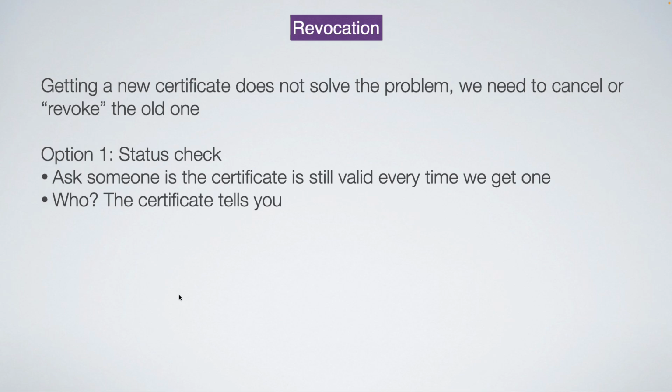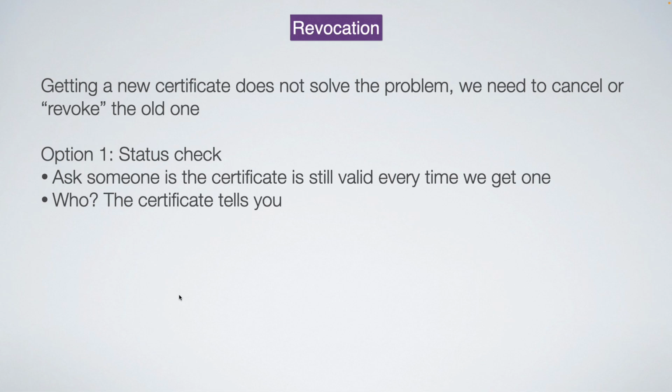Let me describe it a little bit different. Okay, the first option we call a status check, and it basically is every time you get a certificate, you need to go ask someone who's maintaining a list of valid and invalid certificates, is this still valid or not? Every time you do a certificate, there's an extra round of communication where you go and you say, I just got this certificate, is it valid? And you get back an answer that's either yes or no.